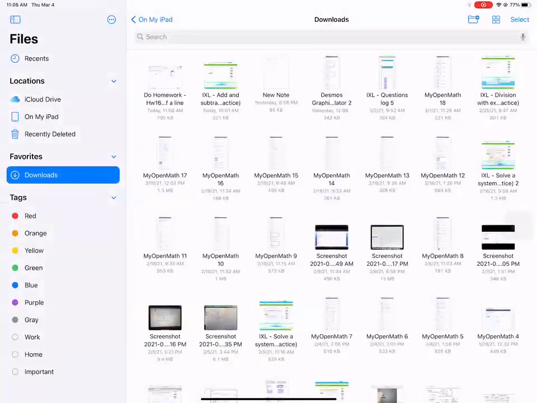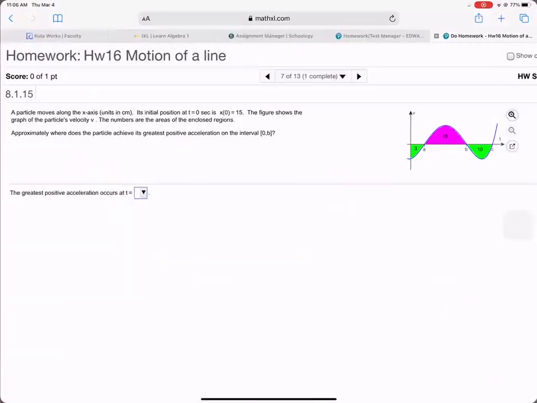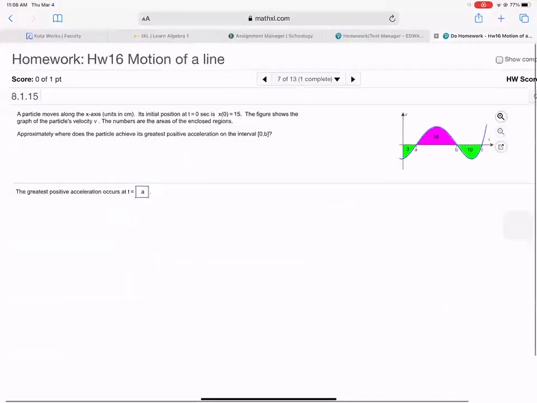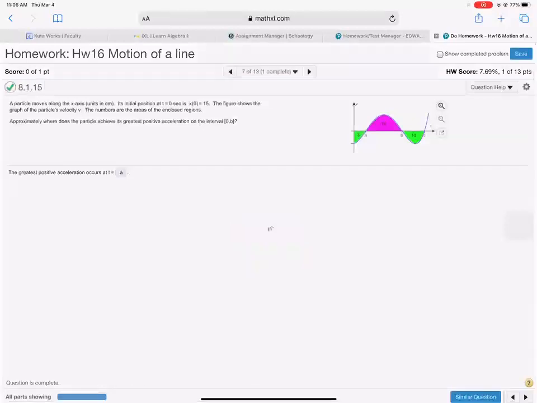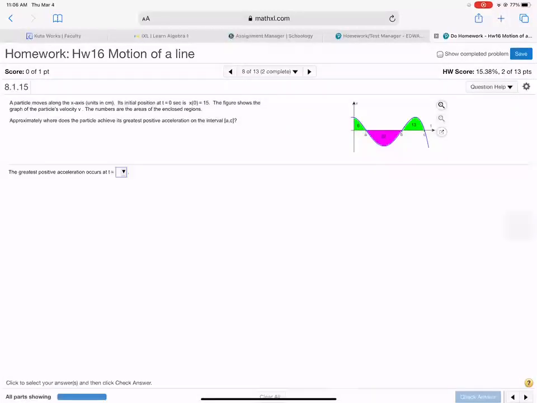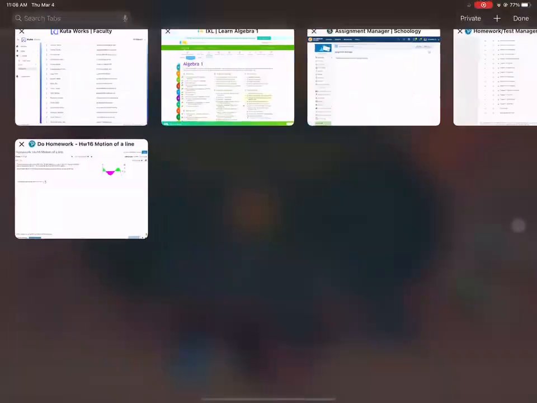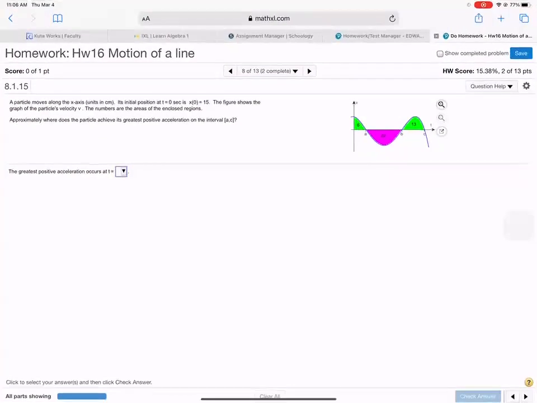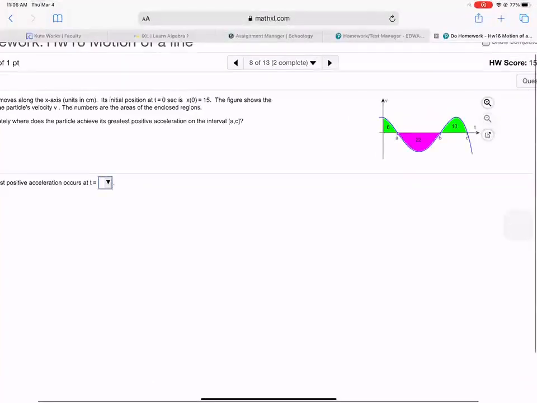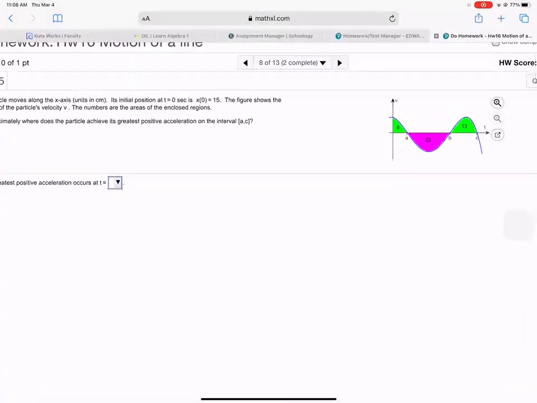Okay, let's go back. And we said the point was A. Let's check our answer. Oh yeah, good job. Oh, that's it? There's only one? Oh, the next question changed, right? Now, if I want to look for a similar question, they change the question. And this question, without even doing the work, the question is still the same. What is the greatest positive acceleration for this graph between A and C? Well, the greatest positive is going to be at B.